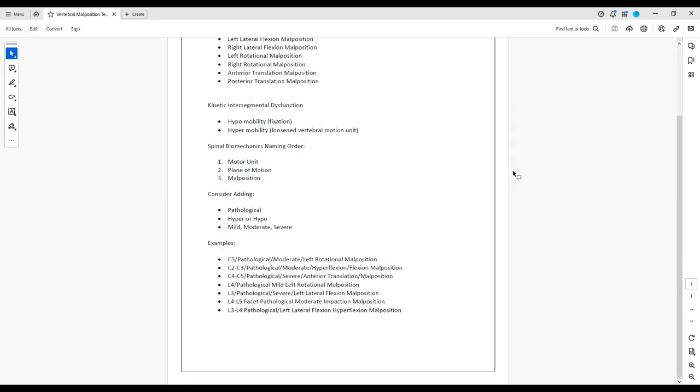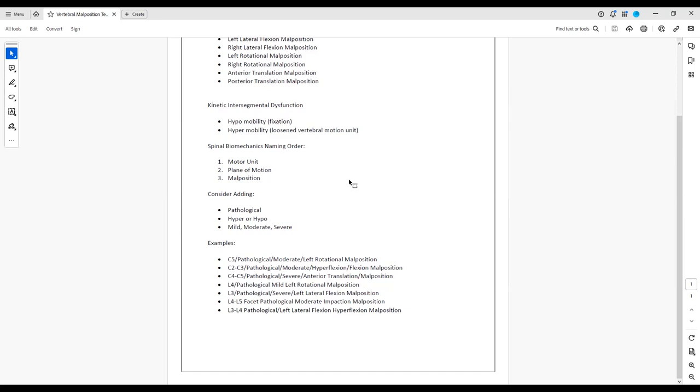So here's some examples that I just put in here. Different examples: C5, pathologically moderate, left rotational malposition. C2, C3, pathologically moderate, hyperflexion, flexion malposition. So you can see the core is the motor unit, plane of motion, malposition. If you just did that, you're fine. And these are vertebral segmental diagnoses.